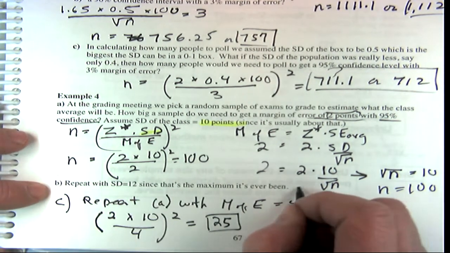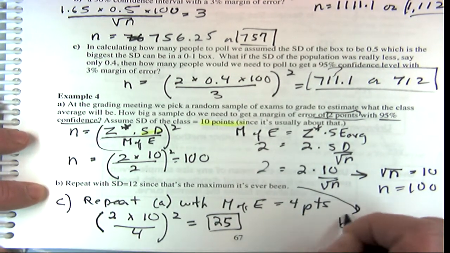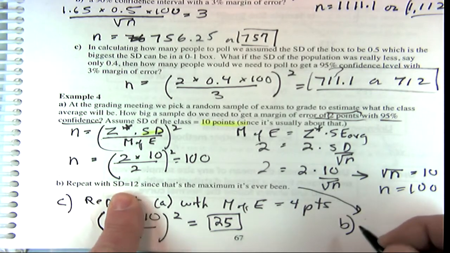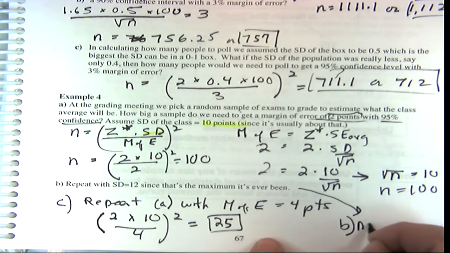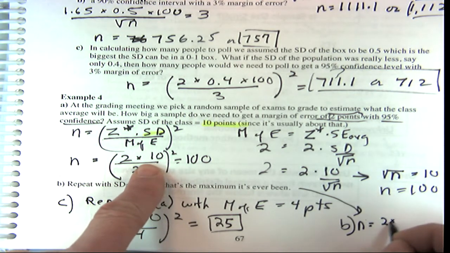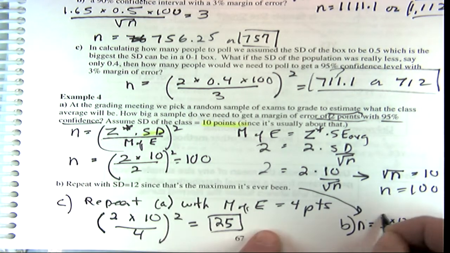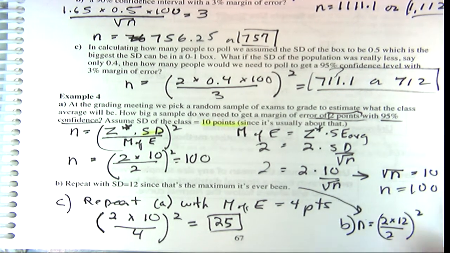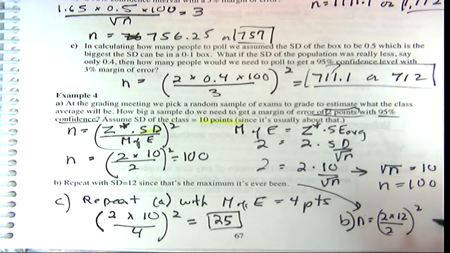Well, if you want to do this one, it's so easy, we could just do it right now. So B, what would that be? If we put 12 in there, we'd have what? n equals, it's the same thing we had before, just put a 12 in there. So you'd say 2 times 12 over 2 squared. So that's just 12 squared, which is 144.